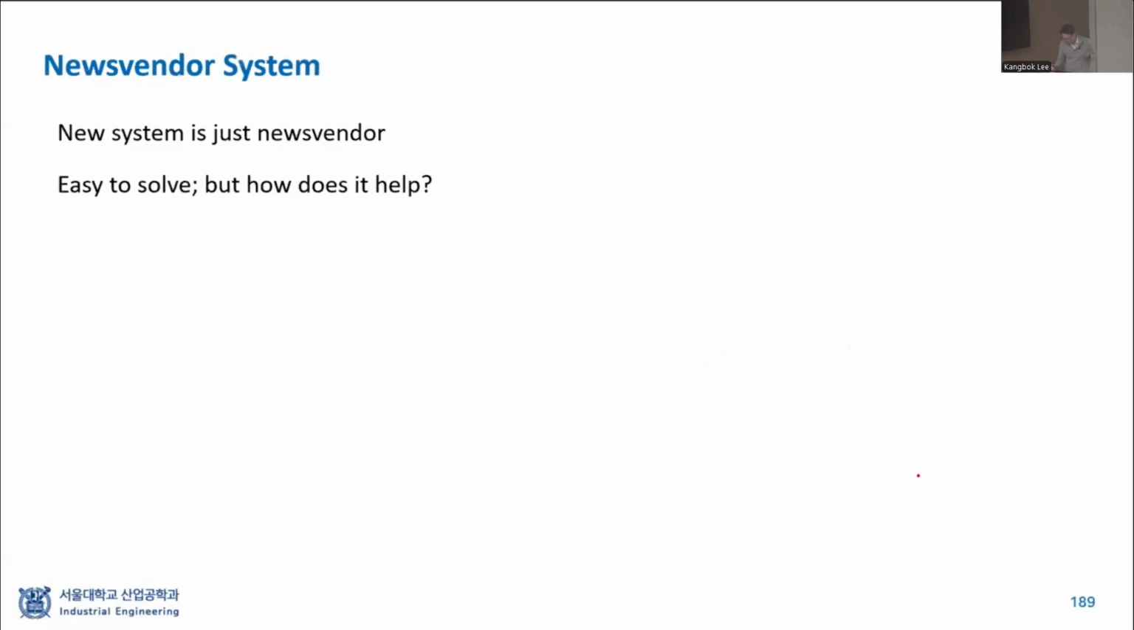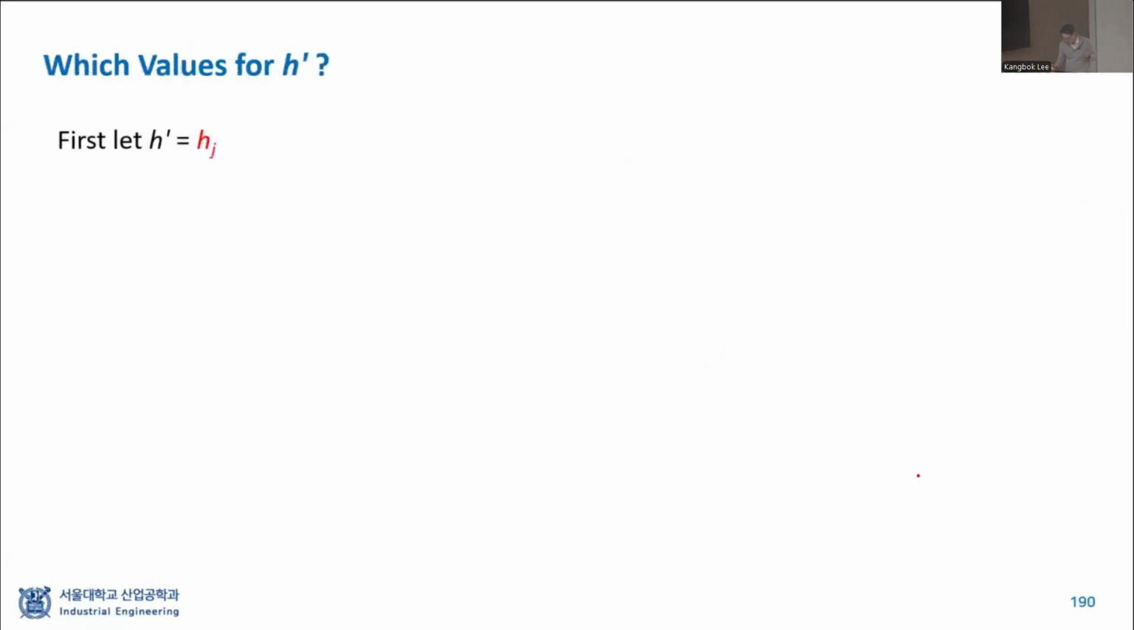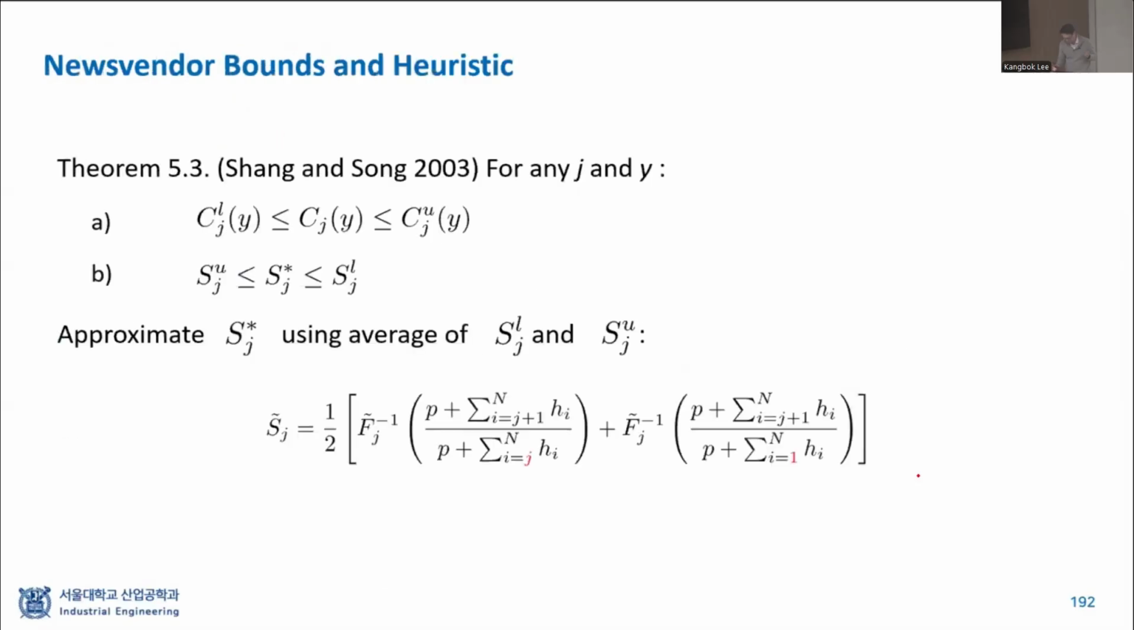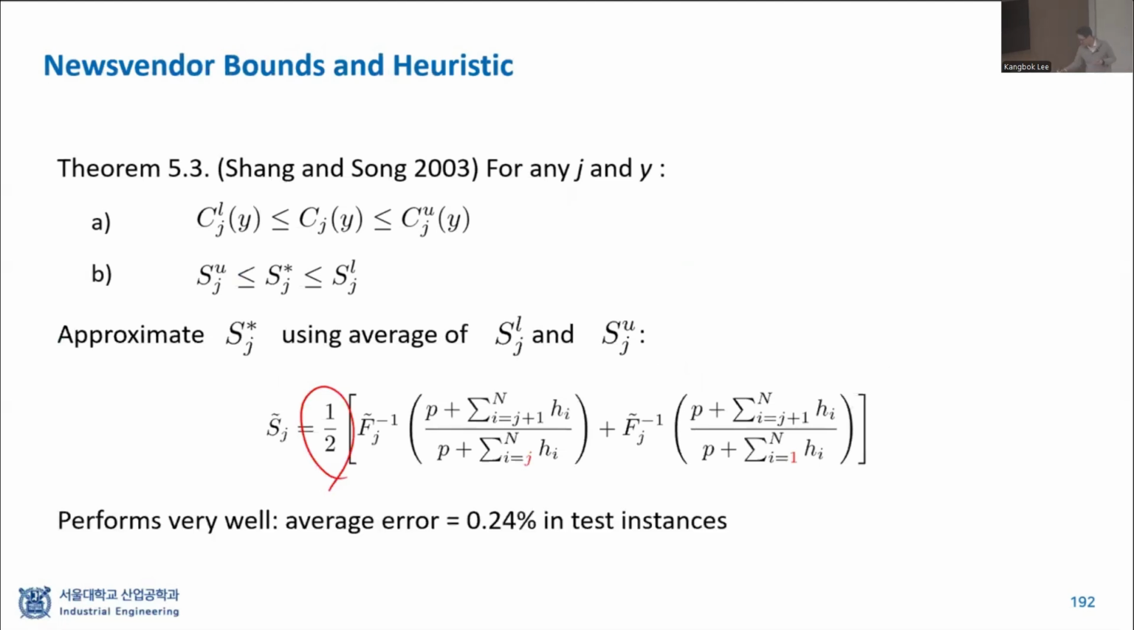So they even make it simpler by calculating what? By calculating just the lower and upper bounds, and then half of it. Amazingly, this simple solution is almost perfect, with 0.24% error. And the good thing about it is this is not a numerical result. This is a formula. A formula similar to the newsvendor problem.